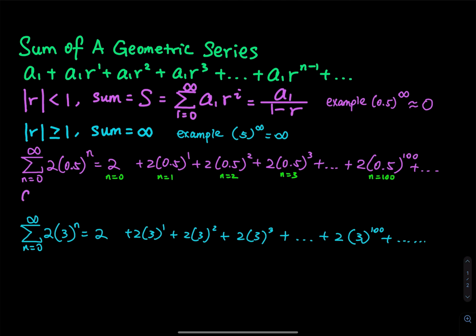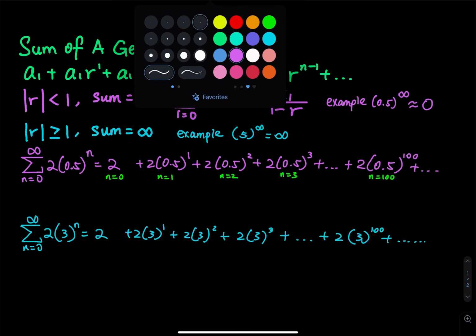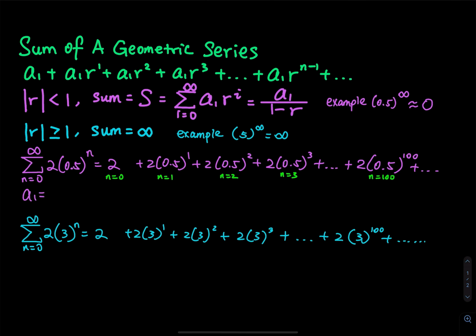In this geometric series, the first term is equal to 2. So let's write this down. a1 is equal to 2, and the common ratio is equal to 0.5. The absolute value of the common ratio is less than 1. Therefore, the sum is equal to the first term divided by 1 minus the common ratio. 2 divided by 0.5 is equal to 4.